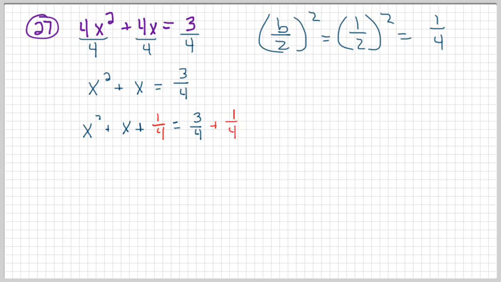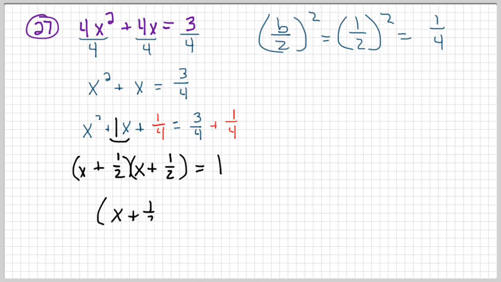That on the left hand side may not look very pretty, but it is a perfect square. Square root of 1/4 is a half. And a half x and a half x add up to 1x, which is what's in the middle here. And 3/4 and 1/4 is just 1. And so I get this perfect square equals 1. And so now I can solve that.